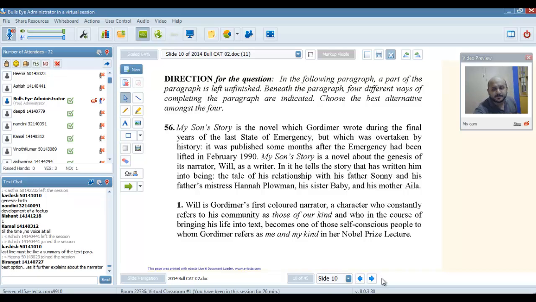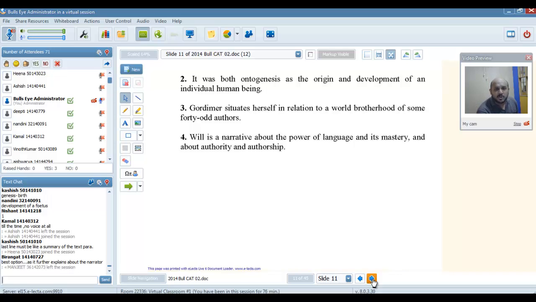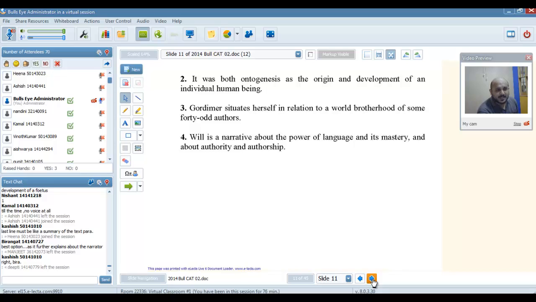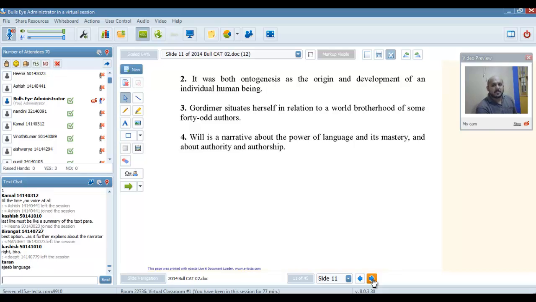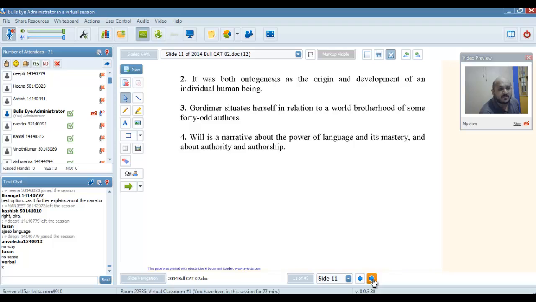The next slide. The next 3 options. It was both ontogenesis as the origin and development of an individual human being. See, this is well written, but it goes slightly off track here. What is this ontogenesis? Where has this all of a sudden come in from? In any case, I've already talked about the birth, so it isn't his ontogenesis. Option number 3, Gordimer situates herself in relation to the world brotherhood of some 40 odd authors. The point is, why are we now talking about Gordimer? We need an answer option which has Will in it. So Will is very, very important.